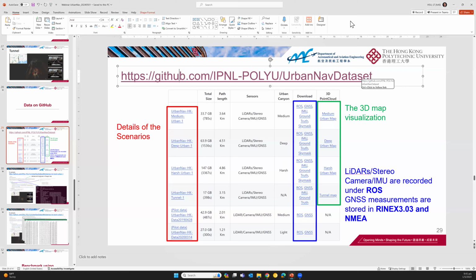Is there any repetitive data collected along the same route on different dates?